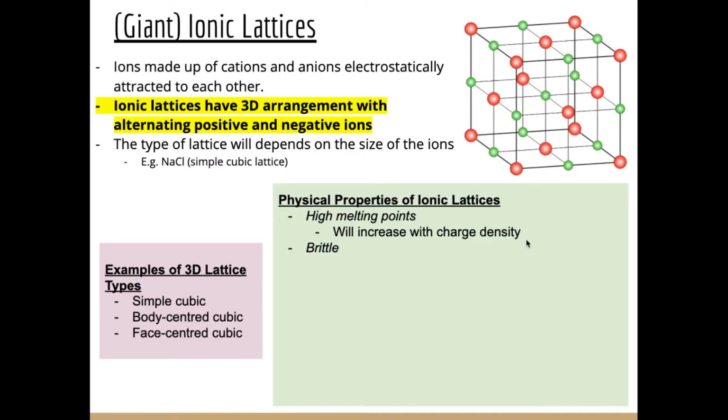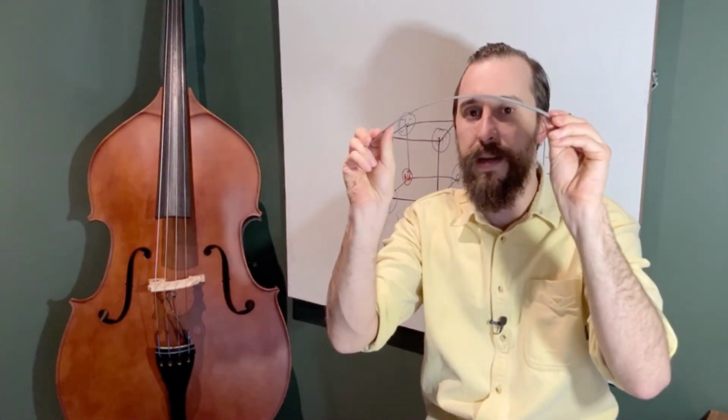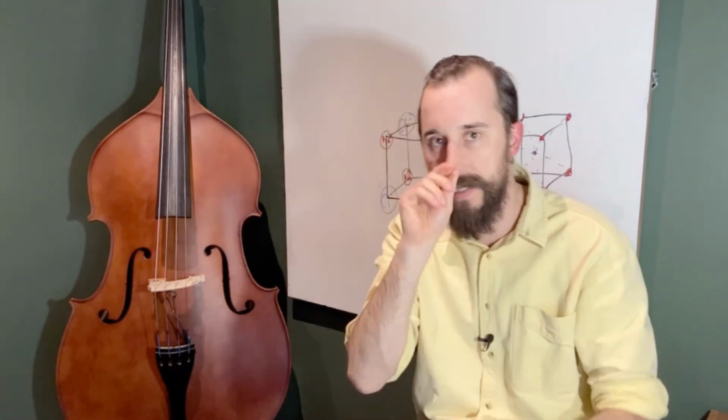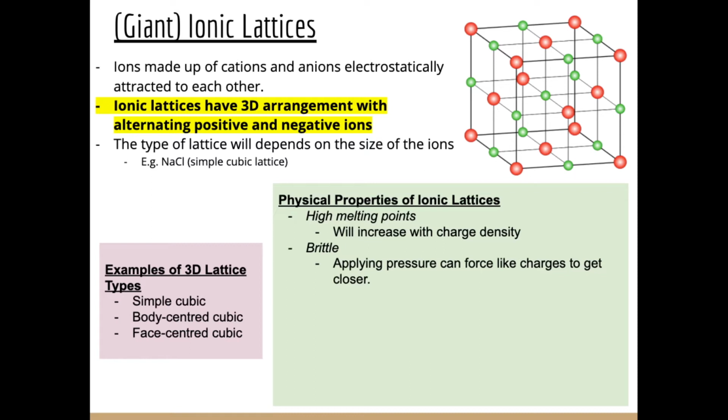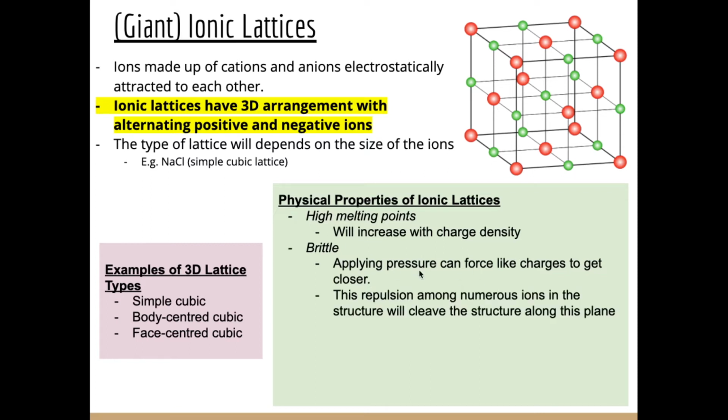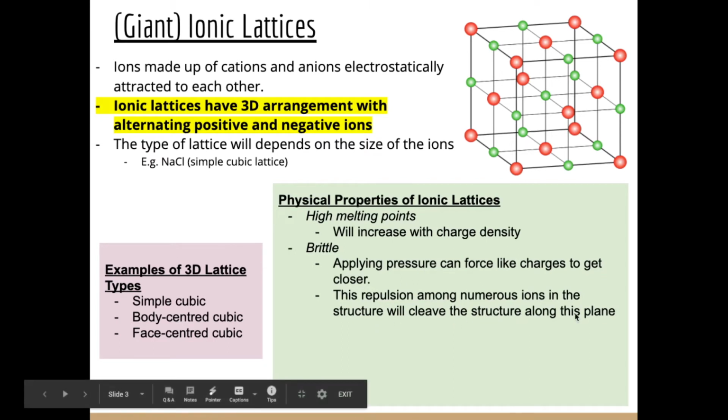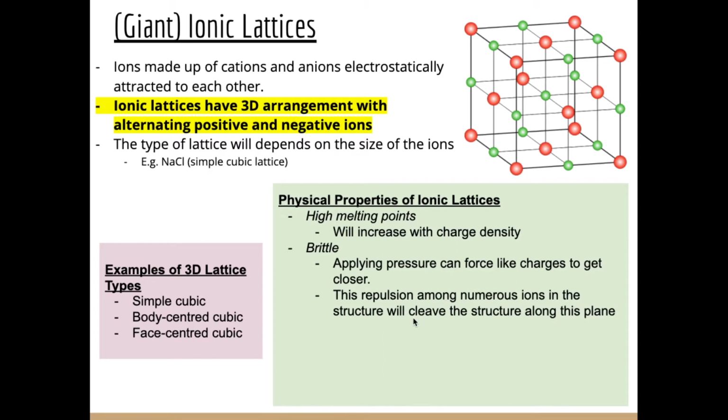They're brittle. That means that if you were to bend it, unlike this metal ruler which is bendy, if you were to apply pressure to an ionic substance, it would snap. It would be a brittle thing. Applying pressure can force like charges to get closer. We know that like charges repel each other. This repulsion among numerous ions in the structure will cleave the structure along this plane where we have all of these like charges repelling each other, and as a result, that will cause it to snap.